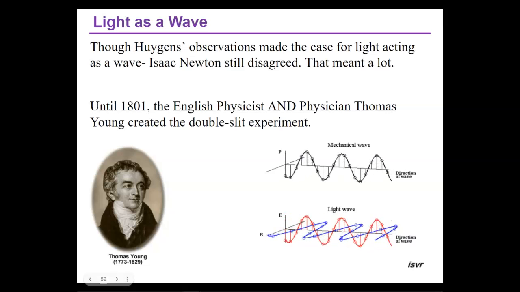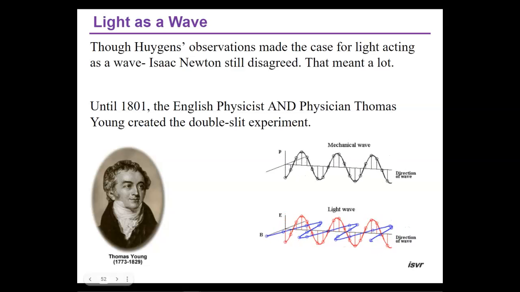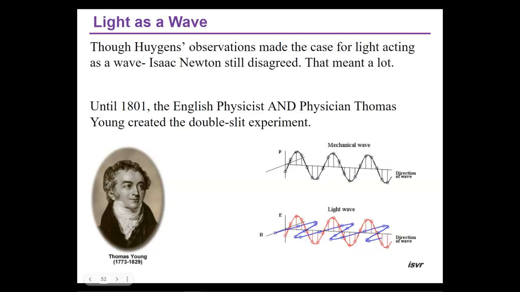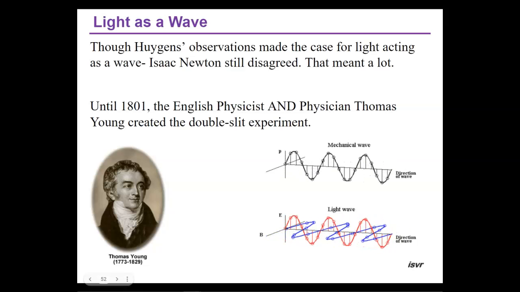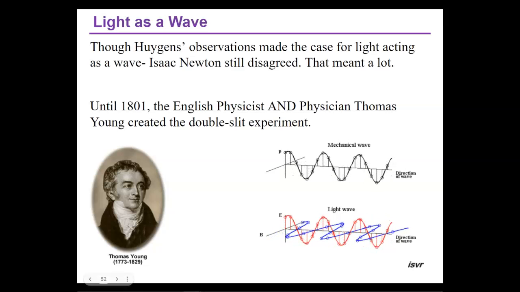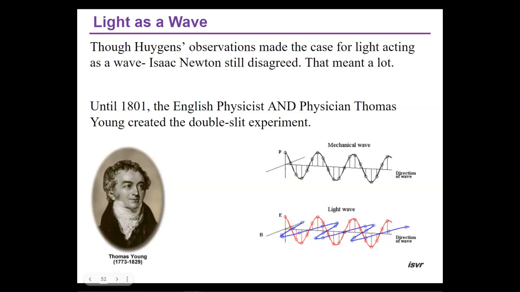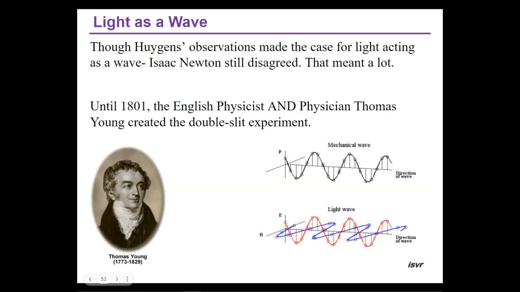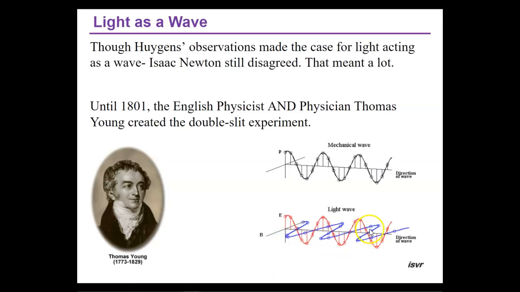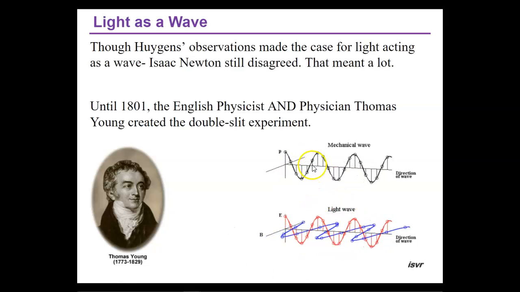On to light acting as a wave. Though Huygens' observations made the case for light acting as a wave, Isaac Newton still disagreed, and that's a big deal. Until 1801, when the English physicist and physician Thomas Young created the double-slit experiment. Here you can see the difference between a mechanical wave and a light wave.